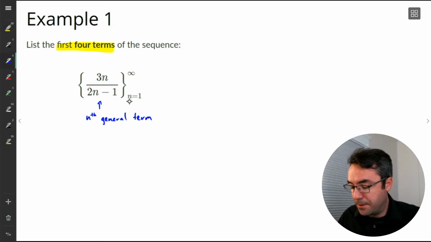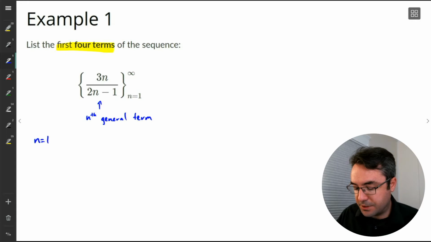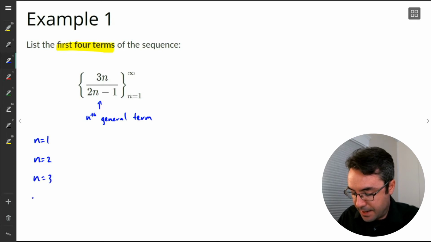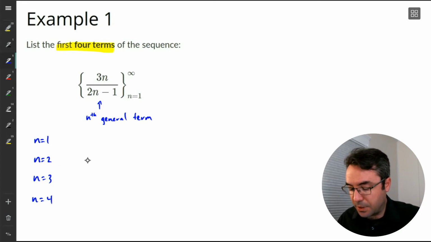All right, so what are the first 4 terms going to be? Well, we're starting with index 1, so we're going to start with n equals 1. Then we're just going to go up from there. So then we're going to look at n equals 2, n equals 3, and n equals 4. And we're just going to take these integer values and plug them into this formula. So again, it's helpful to think of a sequence as really just a function where we're plugging positive integers into this formula. So we're going to plug each of these in.